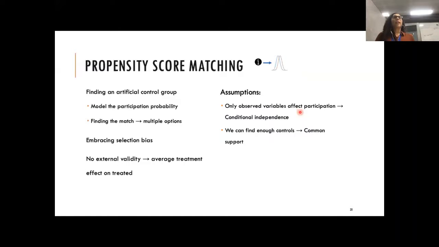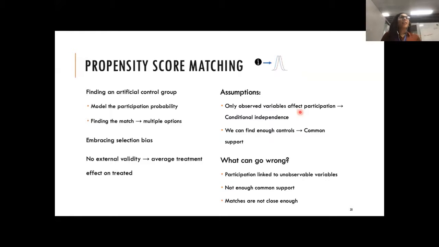And the other assumption is that we find a large enough number of people in the control group who are similar to those in the treatment group. And that's called common support. So what can go wrong is basically we may find that the assumptions don't hold.